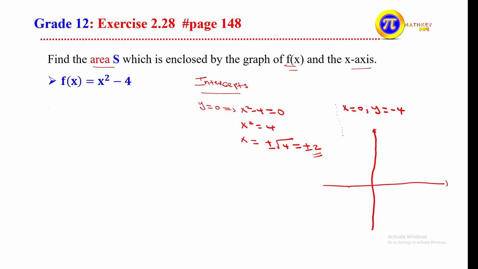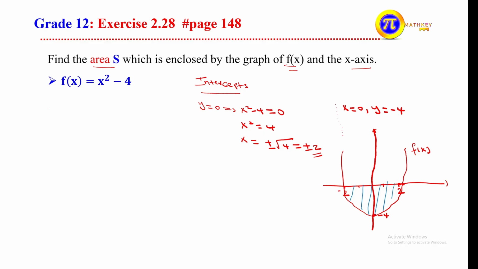So we put the x-intercepts, let's say here is negative 1 and here is negative 2. Similarly, here is 1, this is 2. The y-intercept is negative 4, 4 units below the x-axis. After that, we have to join these. But we want to find the area between the graph of this f of x and the x-axis. This is the region that we want to find its area.